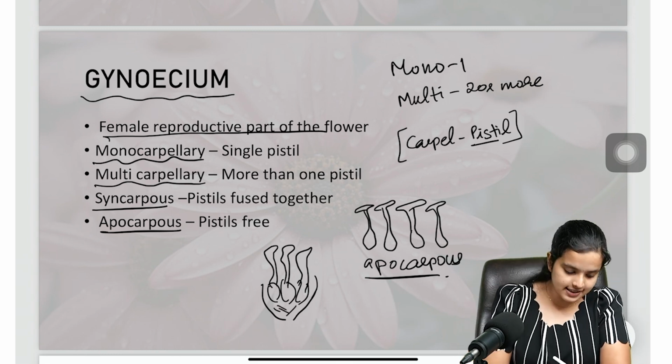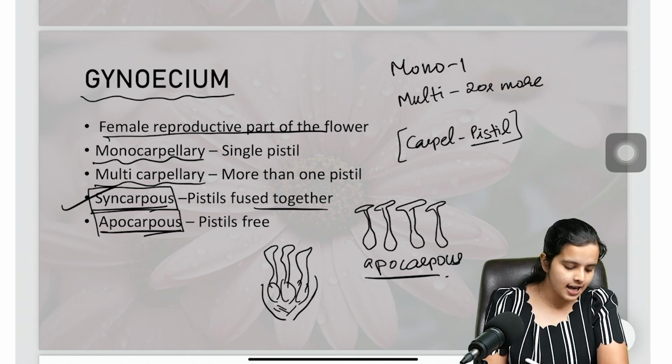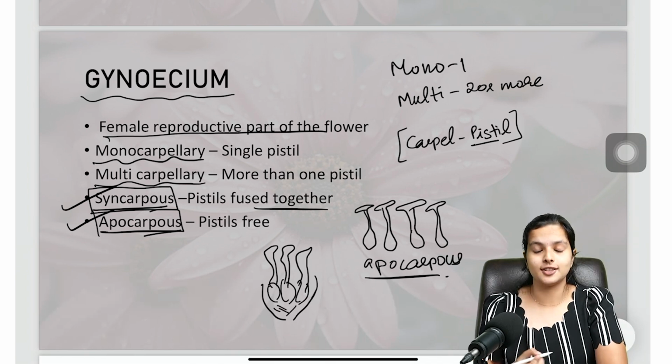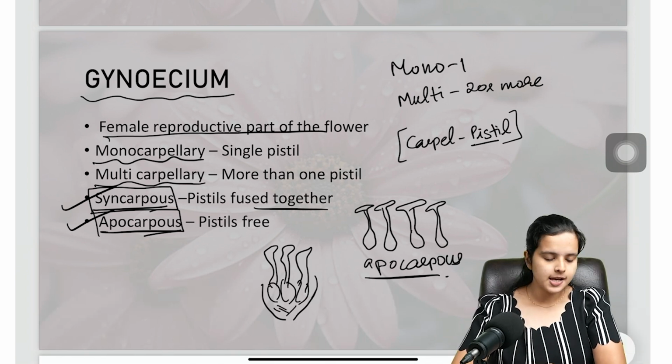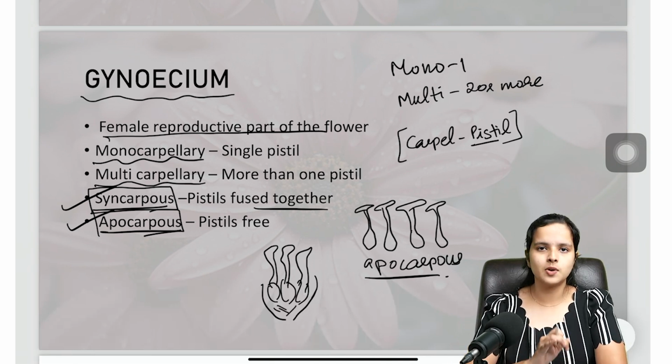So you have the syncarpous condition and you have the apocarpous condition, right? The syncarpous condition is where the pistils are fused together, and the apocarpous condition is where the pistils or the carpels are free. So those are some terms related to gynoecium. You'll just have to know what monocarpellary and multicarpellary are, and what syncarpous and apocarpous actually mean. I hope that's clear.